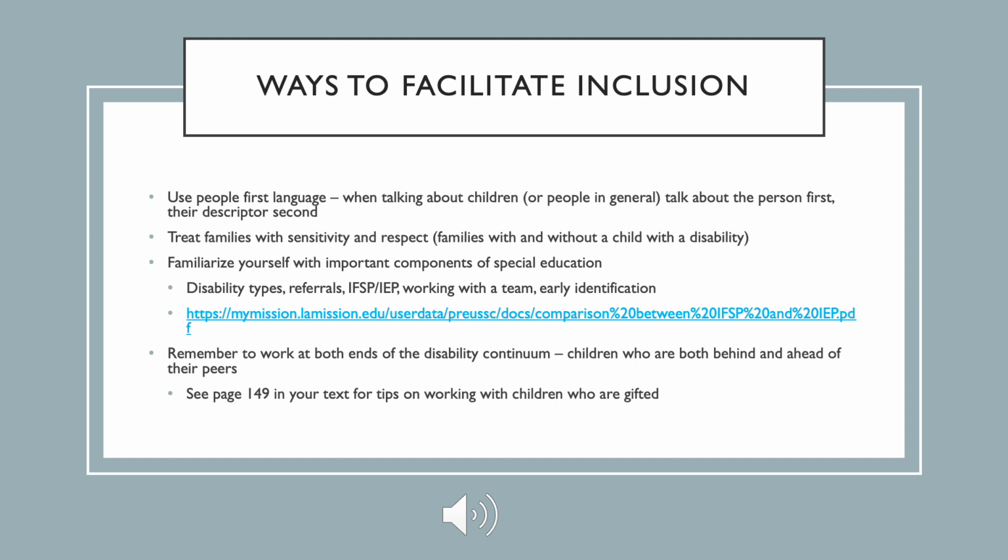And going back to the different types of laws and referrals that you might need to know, so having an understanding of this, knowing how to make a referral, knowing what an IFSP or an IEP are. And so this link here gives some great information about the individualized family service plan, which is the IFSP, serving children 0 to 3, and then the individualized education plan, which serves children 3 through the K-12 system.